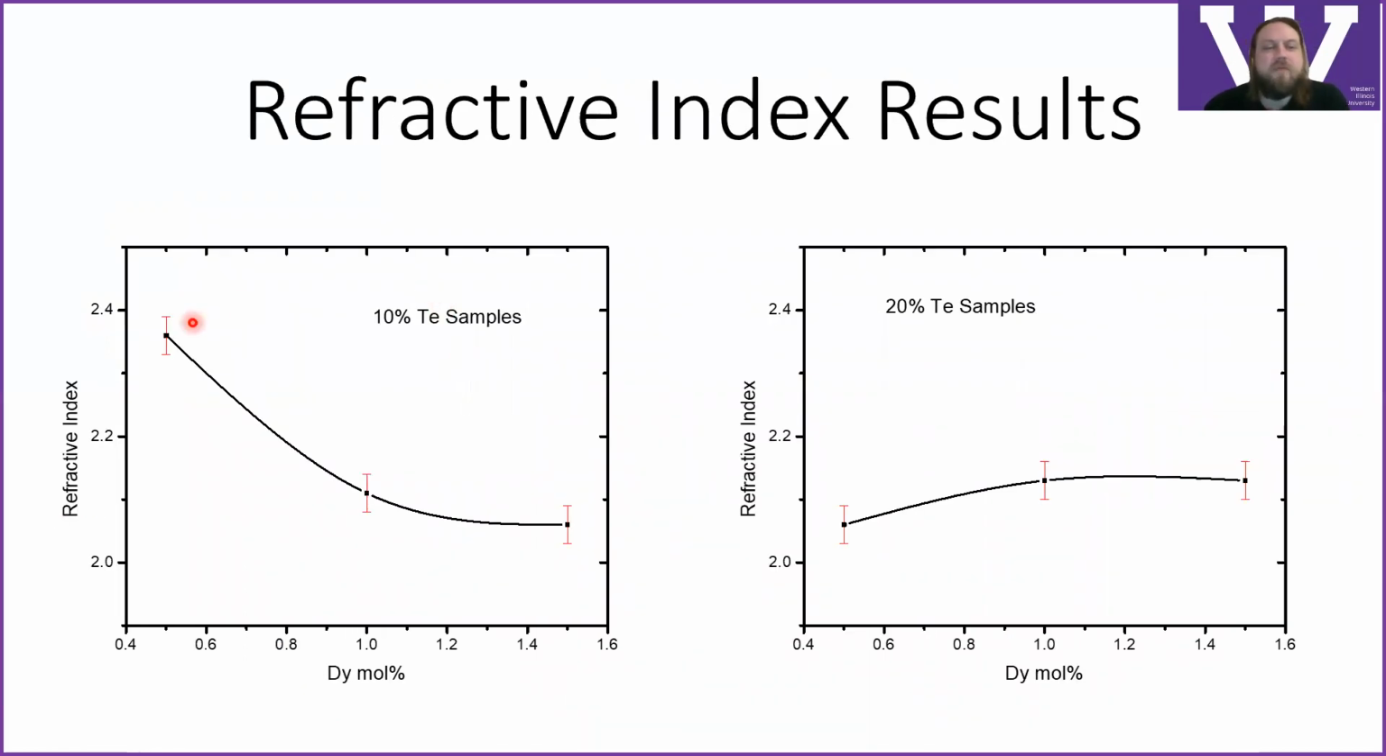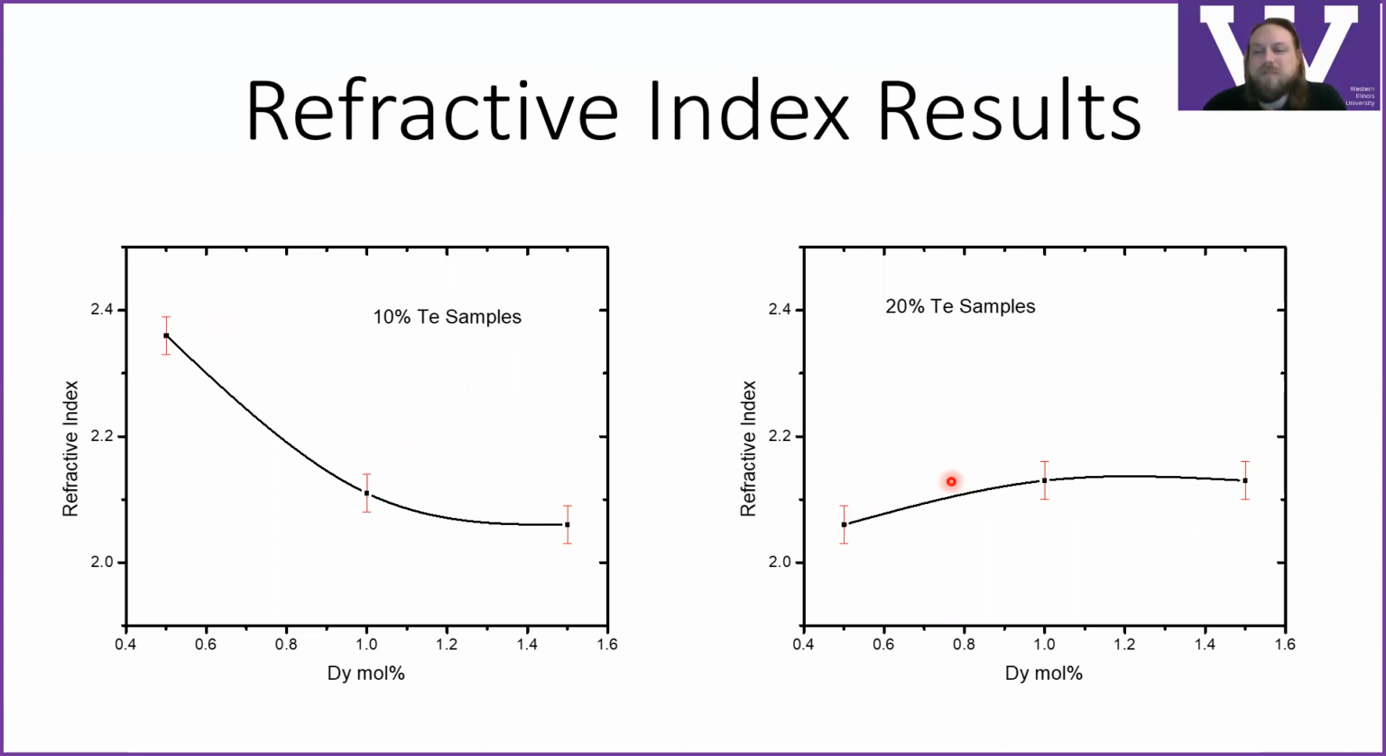So again, if we look at 10% samples for refractive index, we're getting a decrease as we increase dysprosium content. And as a general rule, refractive index and density usually correlate pretty well. They don't have a direct relationship, but they do have this correlation usually. So we can see that it's decreasing. So again, this is due to some sort of structural changes.